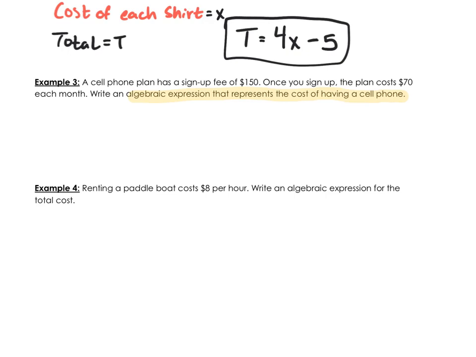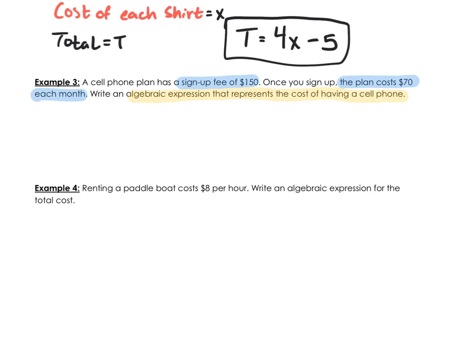Okay? What are the things that we know? We have a sign-up fee of $150. Do we know anything else? Once you sign up, the plan costs $70 each month. Okay? Perfect. Now, hold on. Wait. What don't we know?